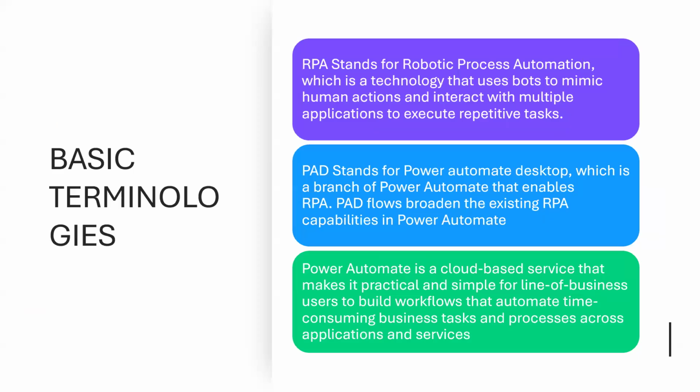Okay, guys. So these are the basic terminologies in Power Automate Desktop that we should know before starting. RPA has multiple tools like UiPath, Blue Prism, and Python RPA, so that we can remove repetitive tasks or human intervention in tasks. So the basic terminology is RPA only. It stands for Robotic Process Automation. Okay.